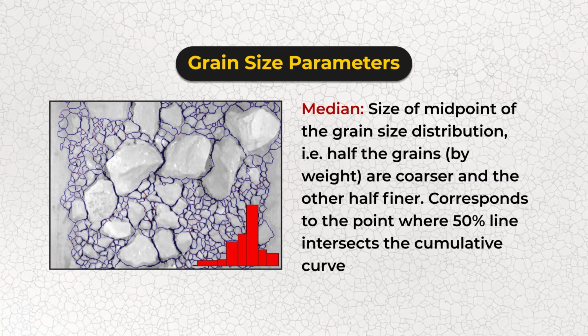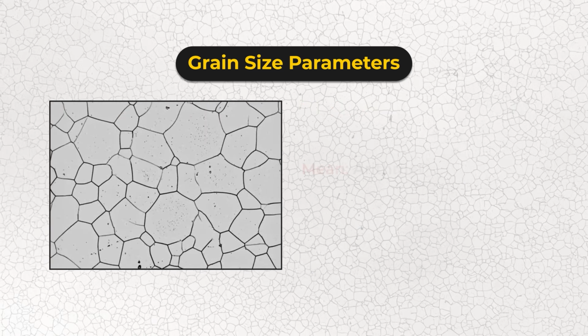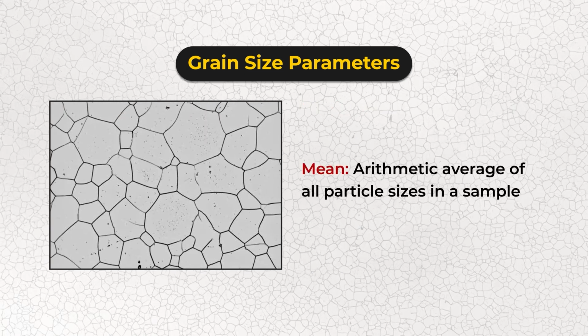Median is the size at the midpoint of the grain size distribution. That is, half the grains are coarser and half are finer. It corresponds to the point where the 50% line intersects the cumulative curve. The mean, as I told you just now, is the arithmetic average of all particle sizes in a sample.